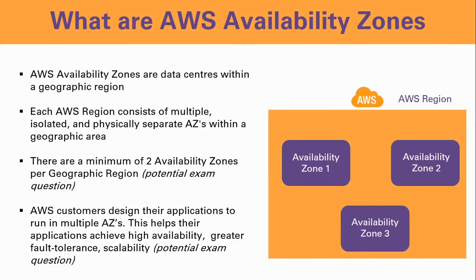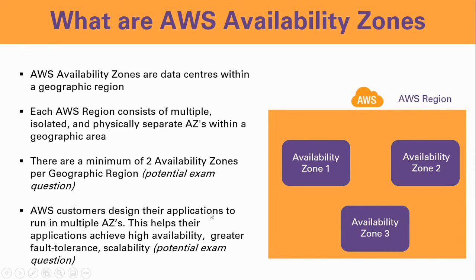So what are AWS availability zones? AWS availability zones are data centers within a geographic region. Each AWS region, like the one shown here, consists of multiple isolated and physically separate availability zones within a geographic area. There are a minimum of 2 availability zones per geographic region. There are plans from AWS to have at least 3 availability zones, but currently only certain AWS regions, like those in the US, have 3 availability zones. So currently each geographic region has a minimum of 2 availability zones.